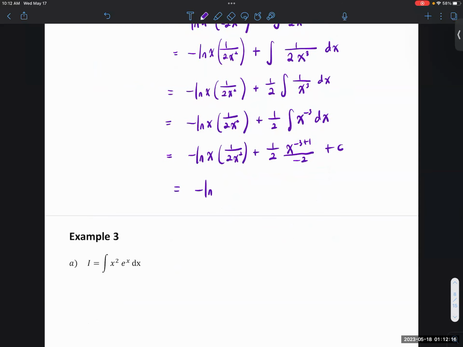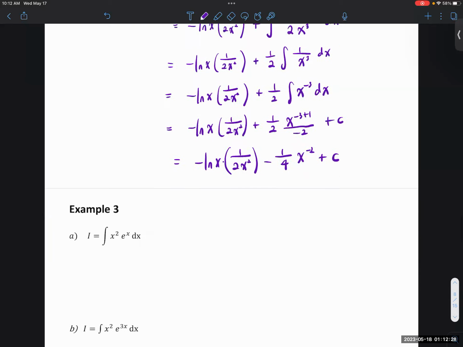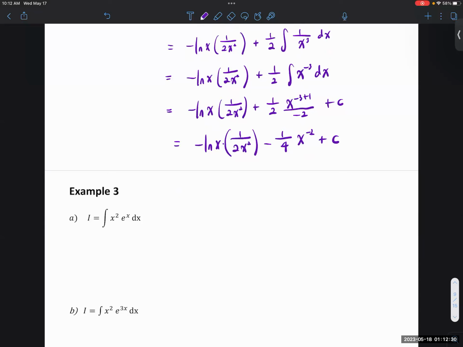So negative ln x, 1 over 2x squared. 2 times 2, negative 4. So we have 1 over negative 4, x to the negative 2, plus c. You can change x to the negative 2, convert it to the positive exponent.